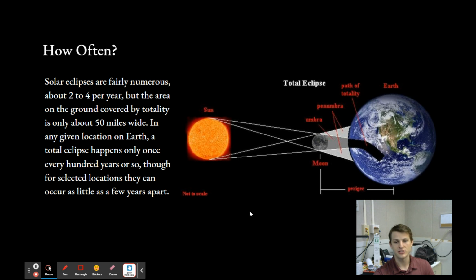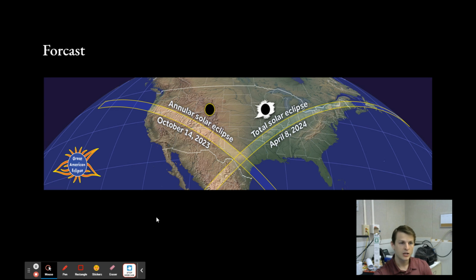Very, very similar to the lunar eclipse as far as the shadow casting and the frequency of when this stuff actually occurs and how often it occurs. So that is total solar eclipses, or solar eclipses.